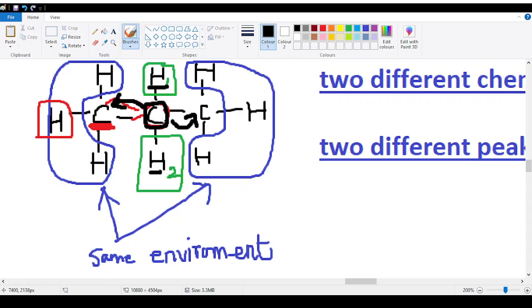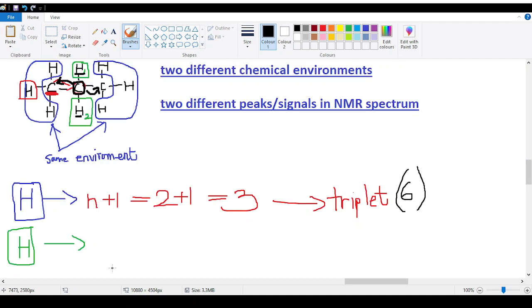So total, how many neighboring hydrogen atoms are there? Total there are six neighboring hydrogen atoms. Do we agree? Are we clear? So if I do n plus 1, I'm going to have to do 6 plus 1, and that will give you 7. 7, the pattern that is named as septet.